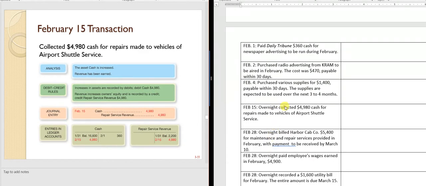Should I have all these? Collected $49.80 in cash for repairs made to vehicles. Don't forget what I'm in business for. I'm in a car repair shop. So this is what I'm in business for. It's my revenue, and revenues are credited, so I skip a line and record my revenue, and cash is going up, so I debit cash. And then I go post it.